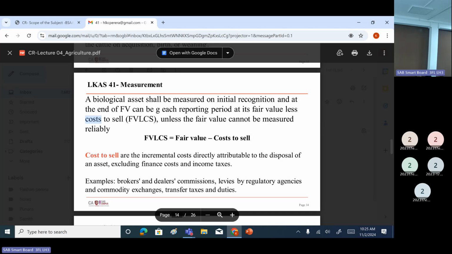After recognition, another step is there. We are supposed to mark that in the books. To disclose that in the books, we have a value. The process of getting that value we consider as measurement. Right? That's called fair value less cost to sell. Fair value less cost to sell. Cost to sell, we have already known.